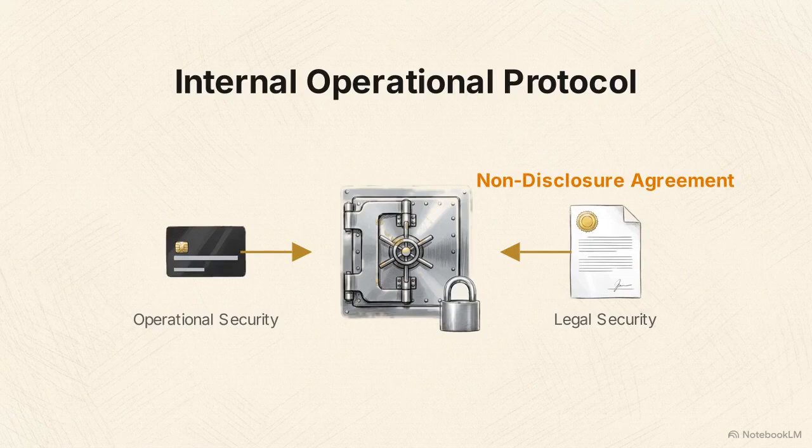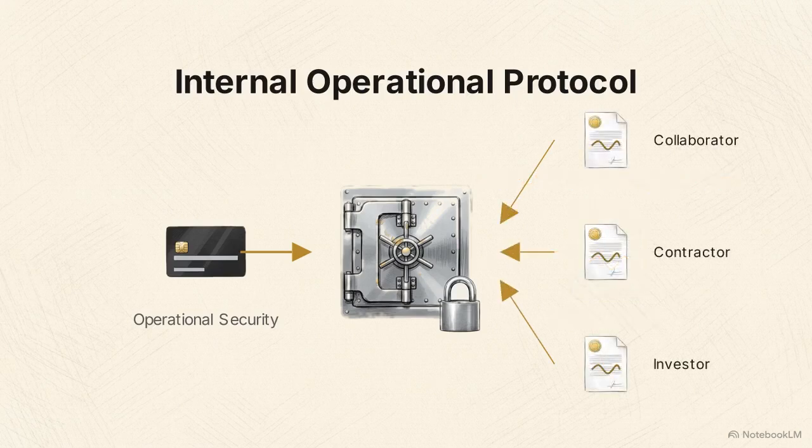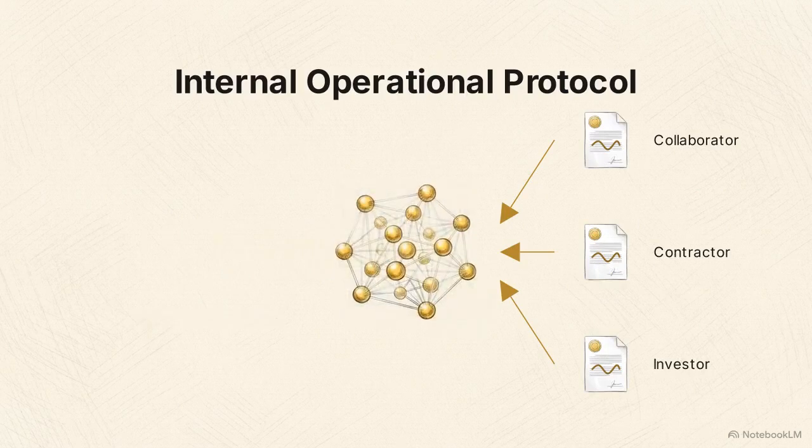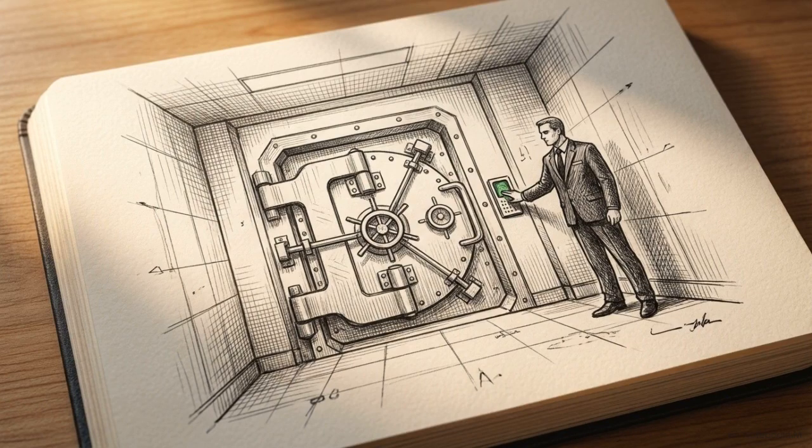The primary legal tool used to enforce this is the Non-Disclosure Agreement, or NDA. Leo must execute an NDA with every single collaborator, contractor, or investor who is granted access to view the codebase. Because the algorithm cannot be patented, its legal survival relies entirely on the founder's operational discipline and strict access controls.